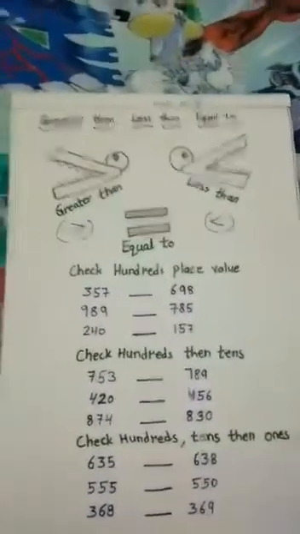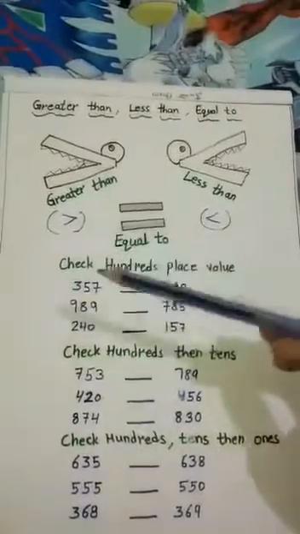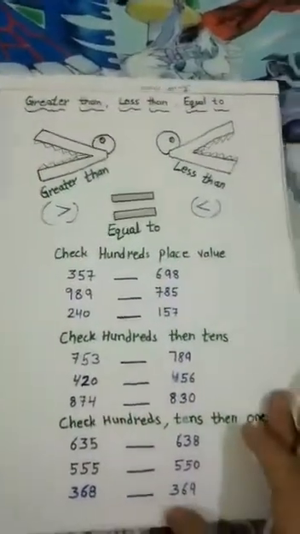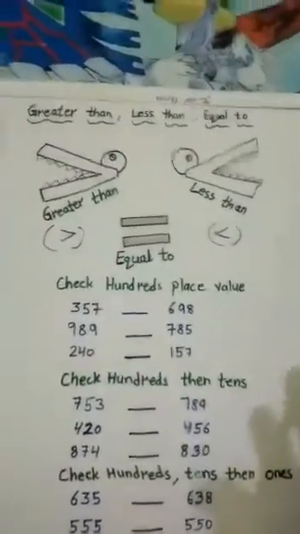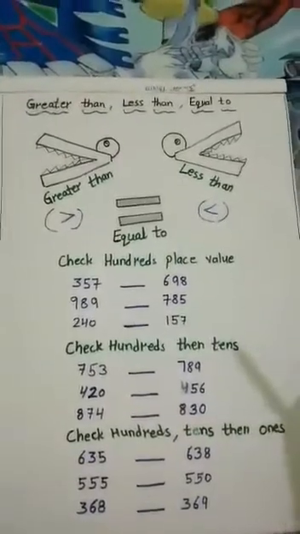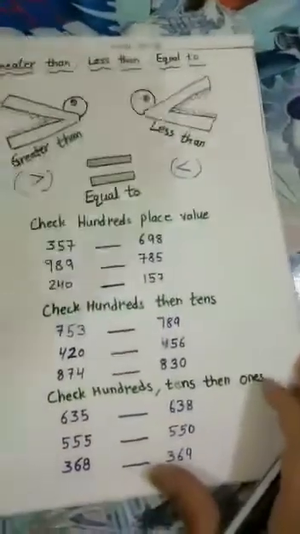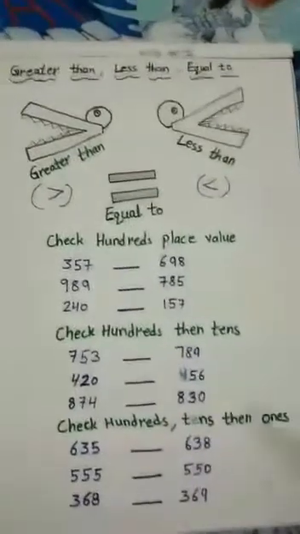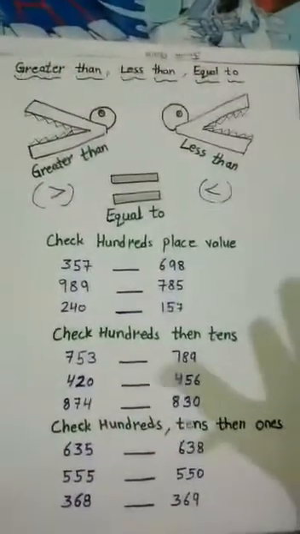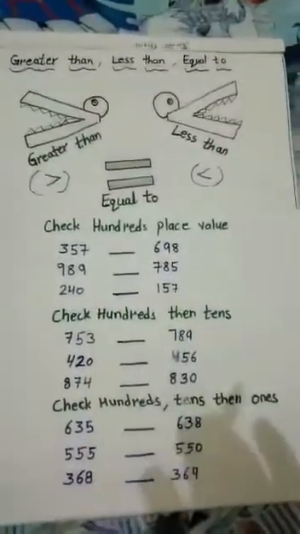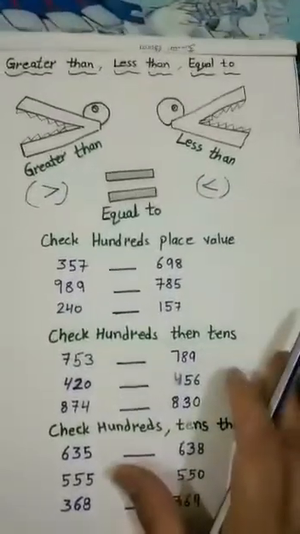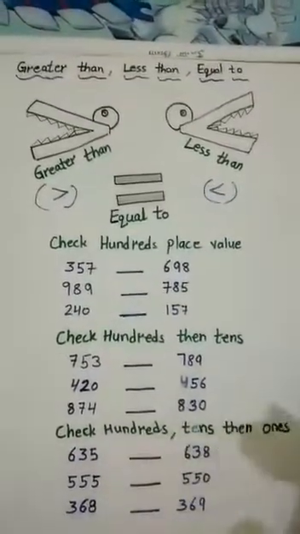Now dear students, look over here again. This is the sign of greater than, less than, and equal to. Now I will tell you how you can know where the greater than sign, less than sign and equal to sign will come. So we will observe over here. Dear students, look carefully. First of all, check the hundreds place value. Whenever the hundreds place values are different, we use greater than and less than.